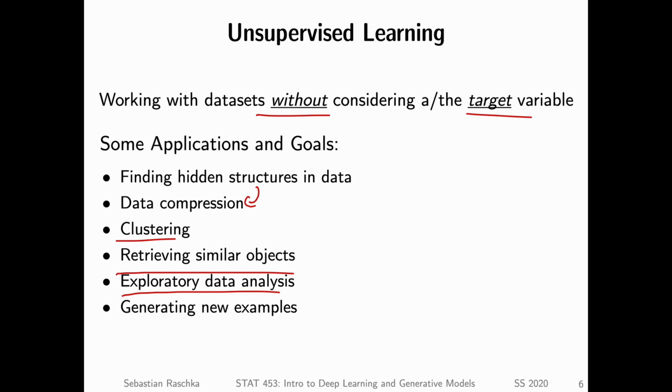And maybe one of the recently most exciting applications of unsupervised learning is generating new examples or data points. So generative adversarial networks would be one example where you generate new data points. And I would say this is particularly exciting because it makes really for nice images. So it's always exciting to show something that was generated by a neural network.